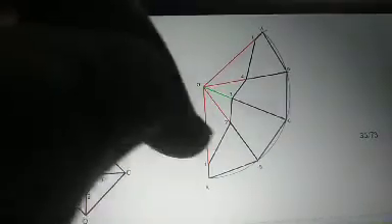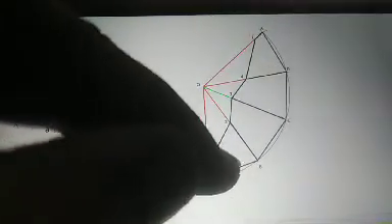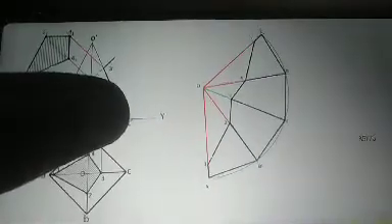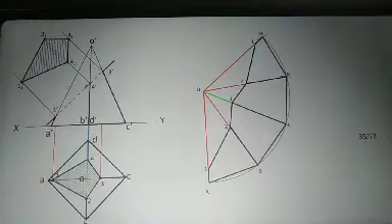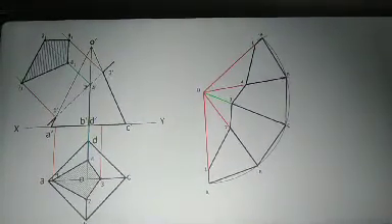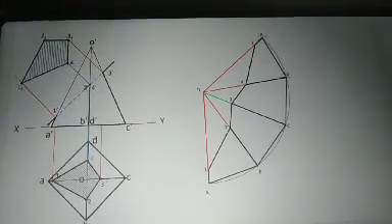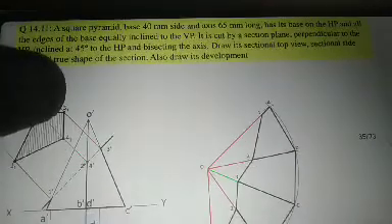Okay. By marking these points, connect them by straight lines: AB straight line, BC straight line, CD straight line, DA straight line. You will get the development of the square pyramid. This is the development of a simple pyramid. Now let us apply some conditions which are given in the problem.